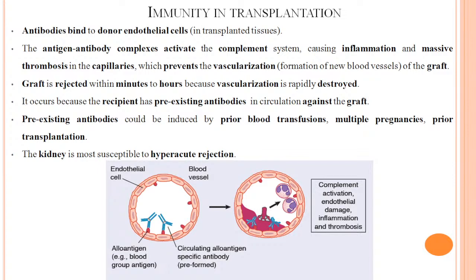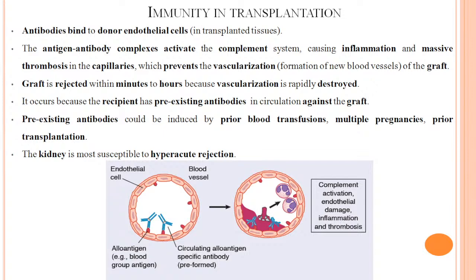Antibodies in the recipient organism bind to donor endothelial cells in transplanted tissue. For example, let's imagine that we transplant a kidney, and you understand that in every organ, in every tissue, there are a lot of blood vessels that are composed of endothelial cells. So antibodies of the recipient bind to endothelial cells of the transplanted tissue or organ, and they form antigen-antibody complex.